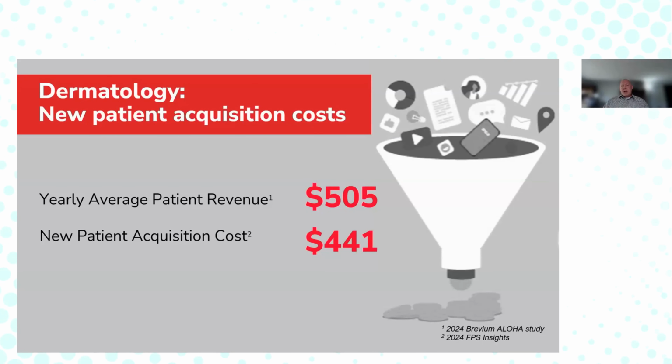We're back to dermatology. I mentioned we're going to focus on that just as an example. I realize there may be a variety of different specialties represented here, but if we look at the yearly average patient revenue for dermatology, it's about $505. And that just simply represents clinic revenue. If there is a surgical procedure in place, it might be a little bit higher.